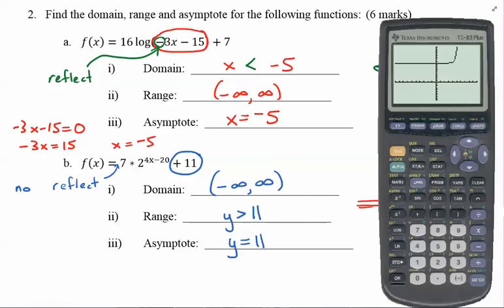So I can see that the asymptote is at 11. If I trace along, you can see I'm pretty much at 11. And then the graph goes upwards. So your graphing calculator can help you check your answer.